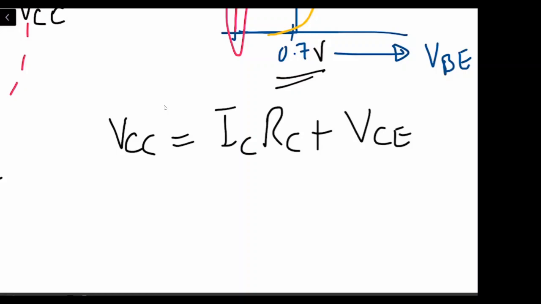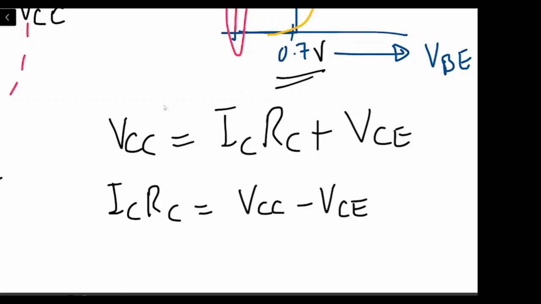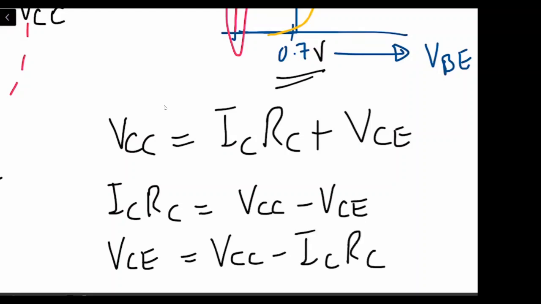Or we can say ICRC is equal to VCC minus VCE, right? Yes, sir. Or we can say VCE is equal to VCC minus ICRC, right? Yes, sir. So both equations are valid, right?